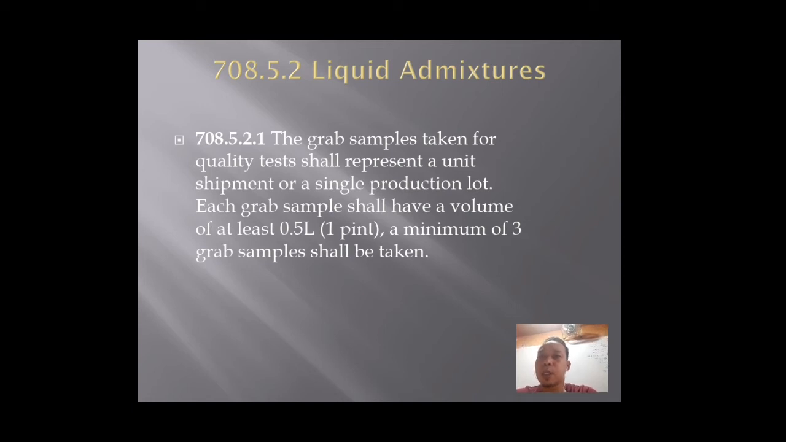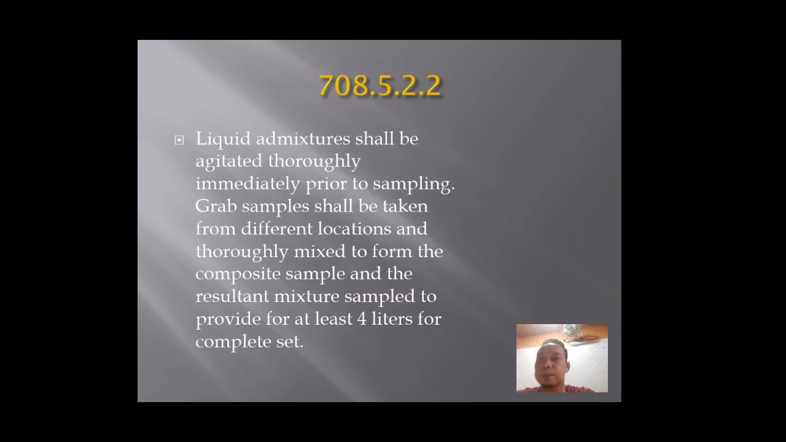708.5.2.1, the grab samples taken for quality tests shall represent a unit shipment or a single producing lot. Each grab sample shall have a volume of at least 0.5 liters or 1 pint. A minimum of 3 grab samples shall be taken.